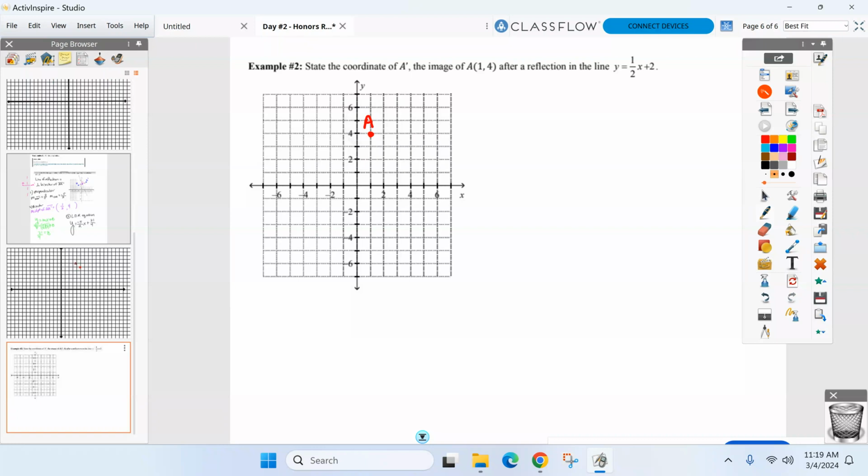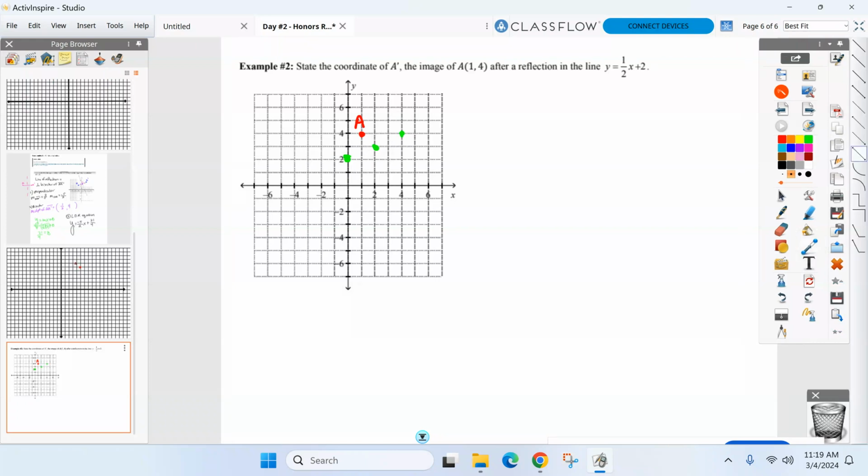What's the y-intercept of this line? 2. So everyone go ahead, graph 2 on the y-axis. And let's use our slope to plot a couple more points. The slope of this line of reflection is 1/2. So I can go up 1, right 2. Remember these days? Up 1, right 2. I just want to get an idea of what this line of reflection looks like. All right, so I'm going to reflect over that line.